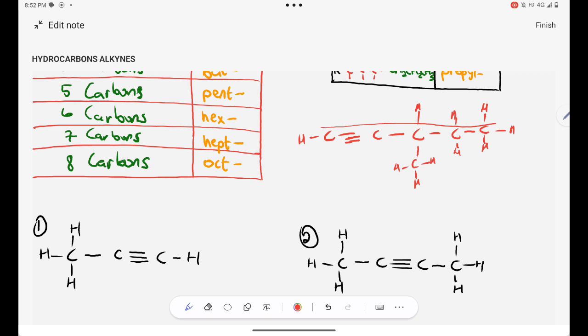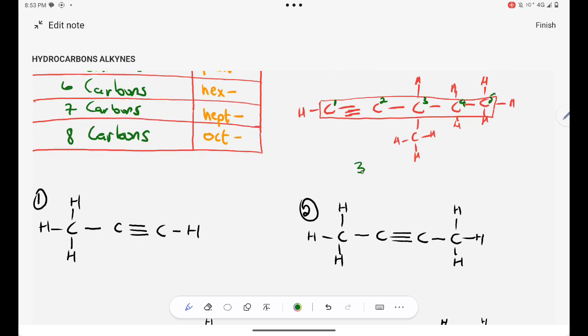You will always number from the terminal which is closer to the triple bond. This will be carbon number 1, 2, 3, 4, and 5. Are you together? I'll simply say at carbon number 3 I have my methyl. That's 3-methyl. The parent chain is 5 carbons, so that will be pent-1-yne. So the name will be 3-methylpent-1-yne.